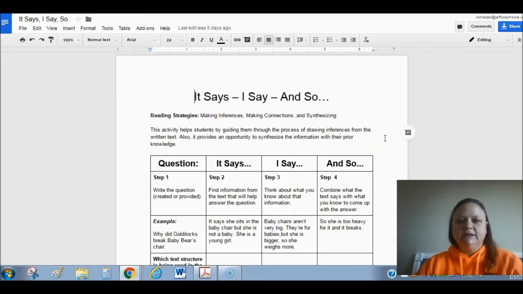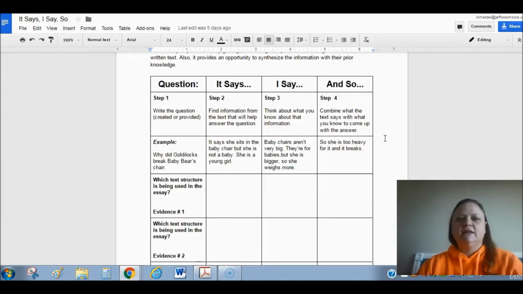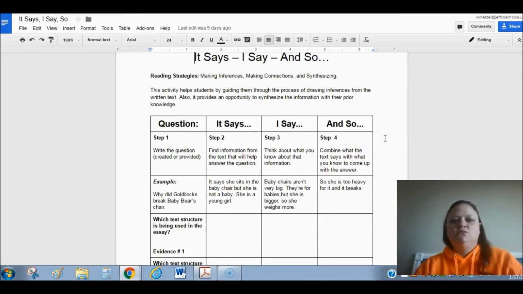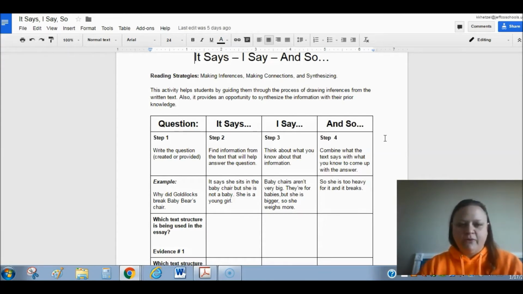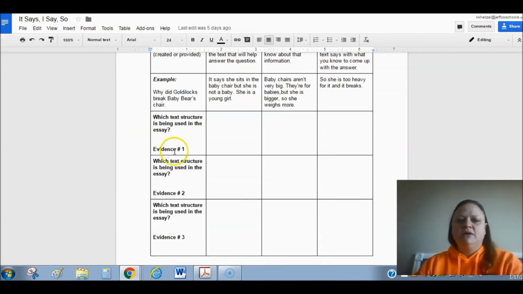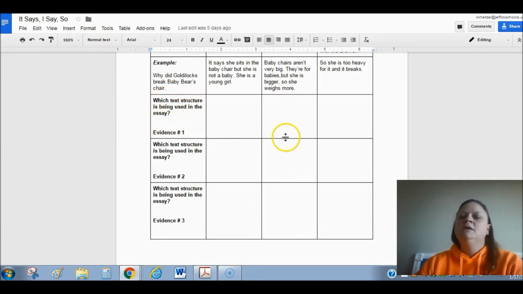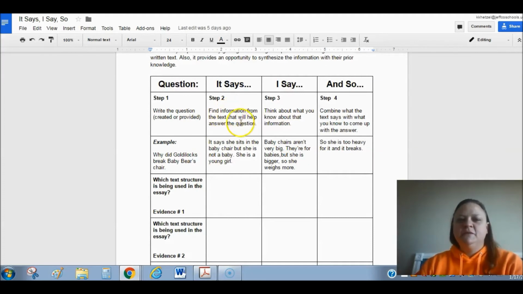So let's take a look at the table together first so we can figure out exactly what needs to be done here. Step one is where we are going to write the question provided. On ours, you can see we have an example above ours, and our question is actually right here: which text structure is being used in the essay? Step number two is find the information from the text that will help you answer this question. Then think about what you know about this information, and combine what the text says and what you know about the subject to come up with your own answer.